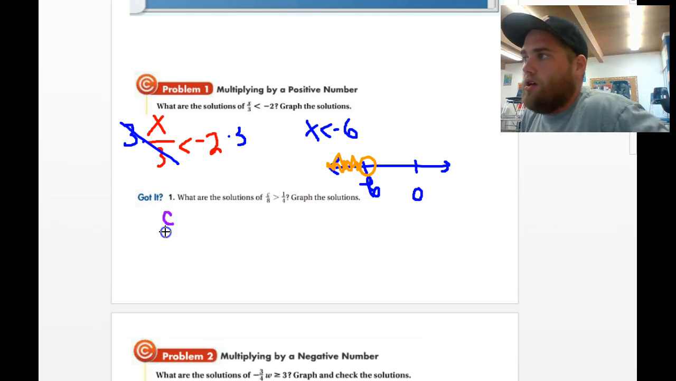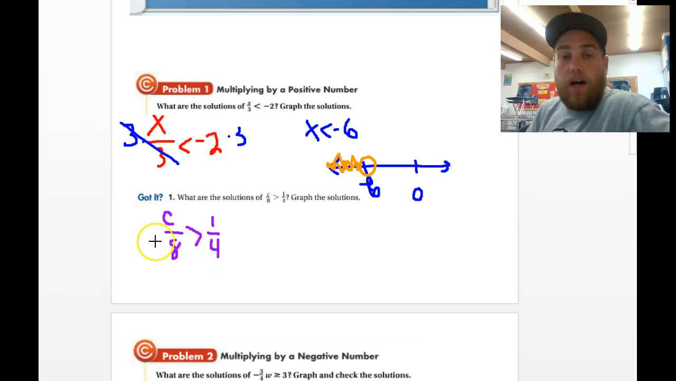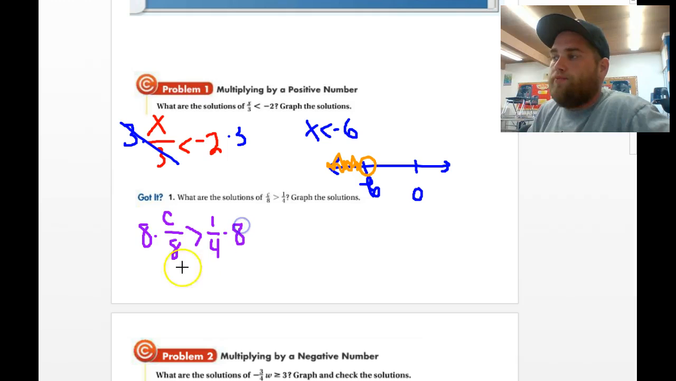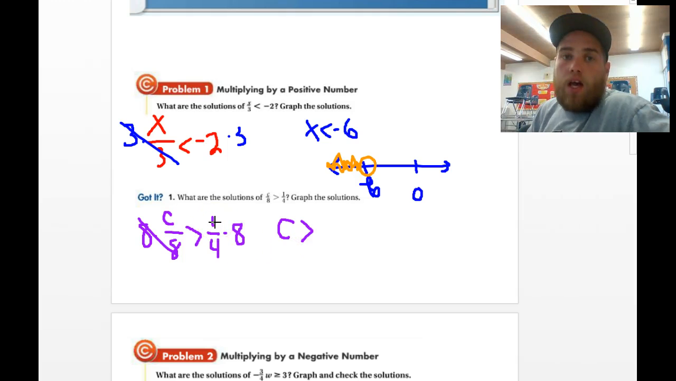So I have c divided by 8 is greater than 1/4. The opposite of dividing by 8, of course, is multiplying by 8. So I multiply both sides by 8. My 8's cancel, and I'm left with c is greater than, well, 8 times 1 is 8. 8 divided by 4 is 2.